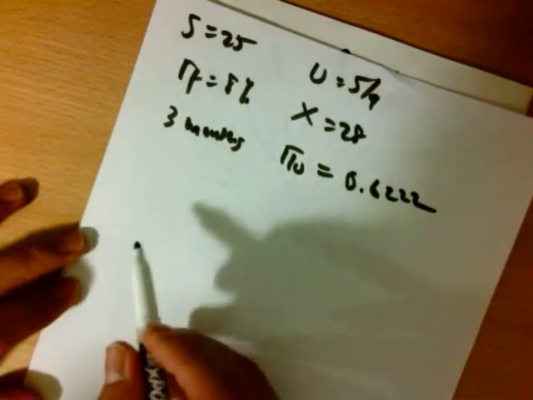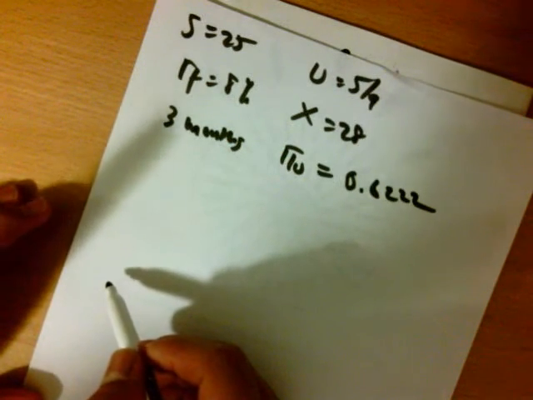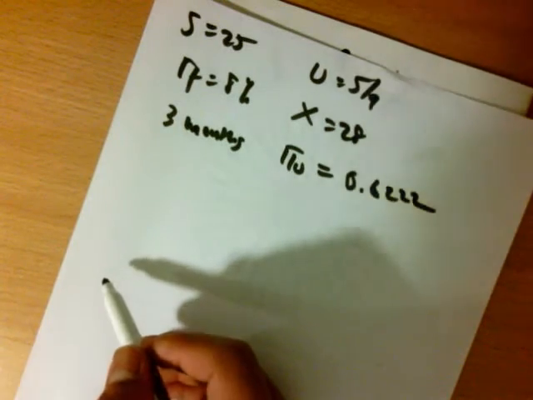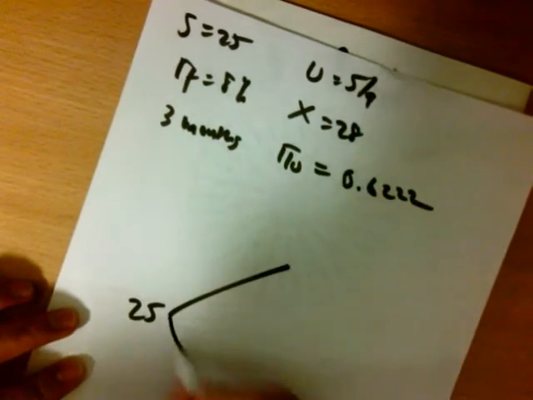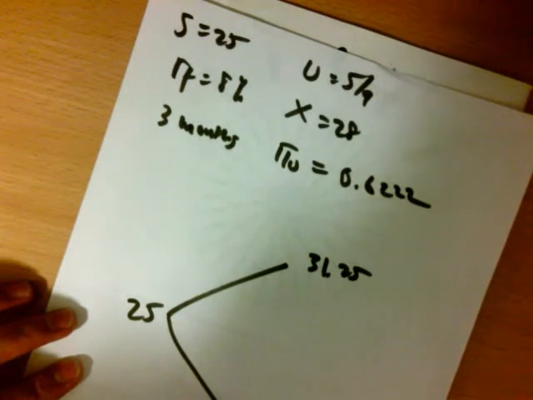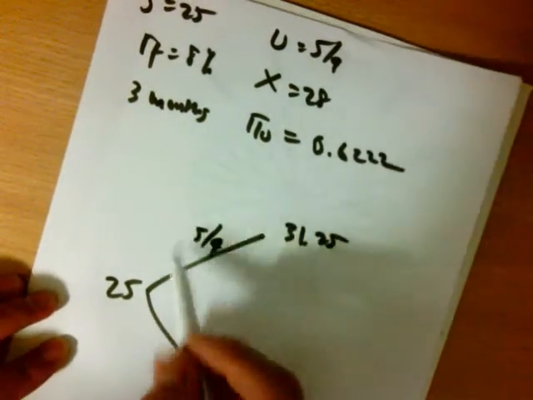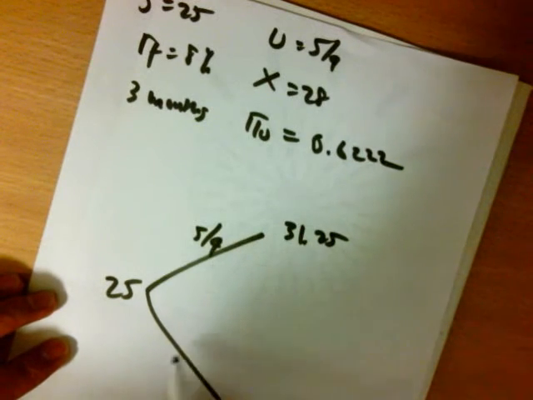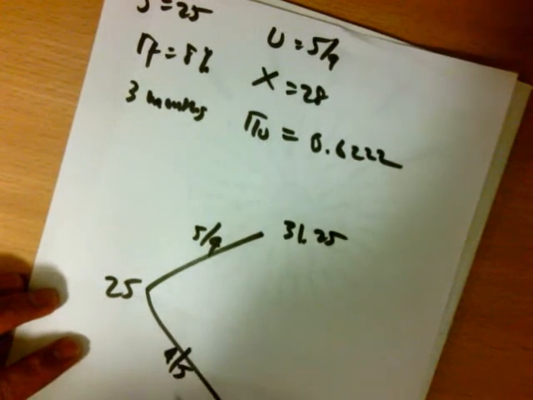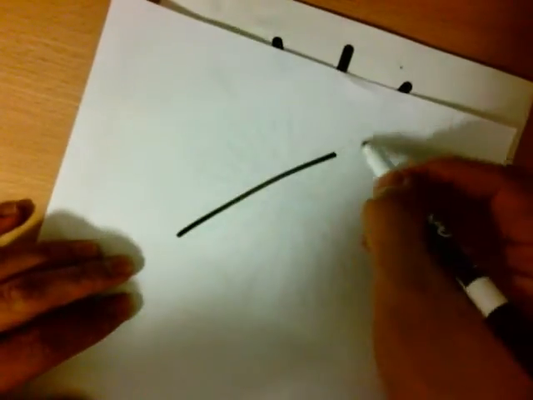So the way you do it is this. Like usual, start with the value of the stock. Okay, the value of the stock. So this is 25. For the 1 period, it's going to go up to 31.25, and this is going to go down to $20. Okay, and why? Because you multiply times the upward multiplier, which is 5/4, and you multiply times the downward multiplier, which is 4/5. You got $20 right there. Okay. All right.